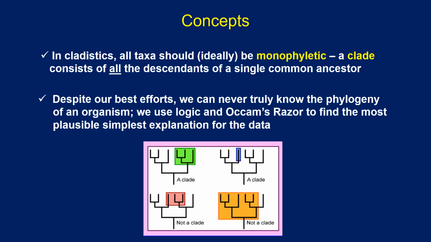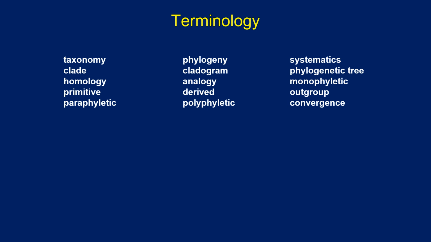And keep in mind, despite our best efforts, we never will truly know the phylogeny of any organism. We have to use logic, we have to use Occam's razor, which is looking for the simplest explanation to try and make sense of the data. And down the bottom here, I've got a few examples of clades that are good and taxa that are not clades. And finally, our terminology, important terms that you should know.